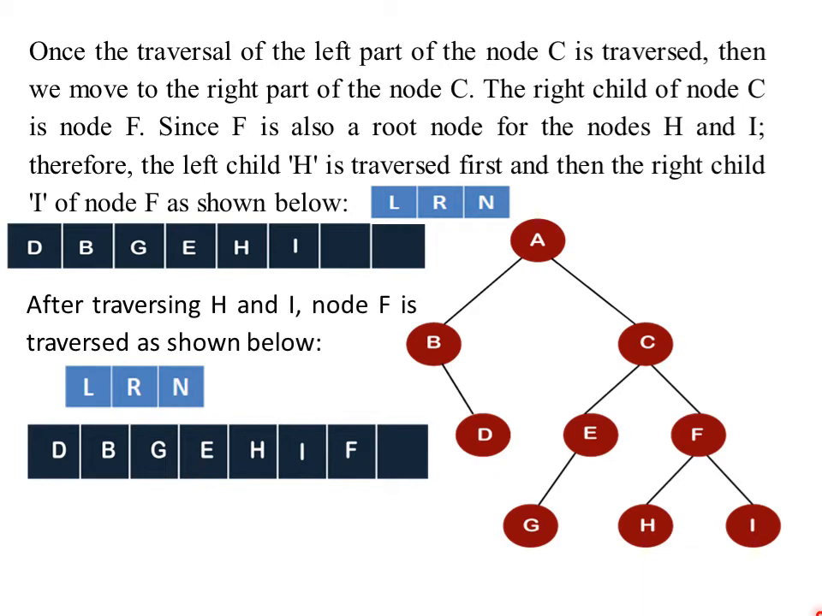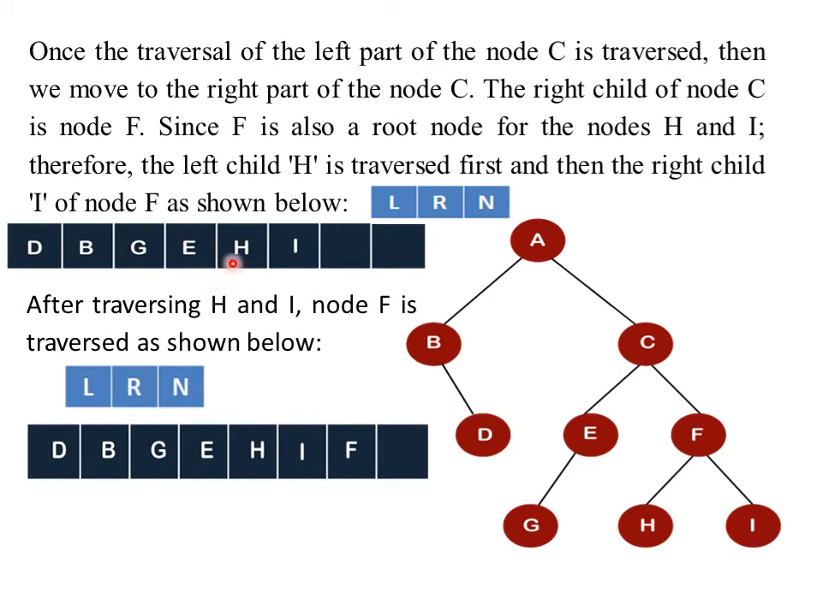Now I will take only this part. Once the travel of the left part of the node C is done, then we move to the right part of the node C, that is F. The right child of the node C is F. Since F is also a root node, it has H and I. Therefore, the left child H is printed first, and then the right child I of the node F, as shown below.